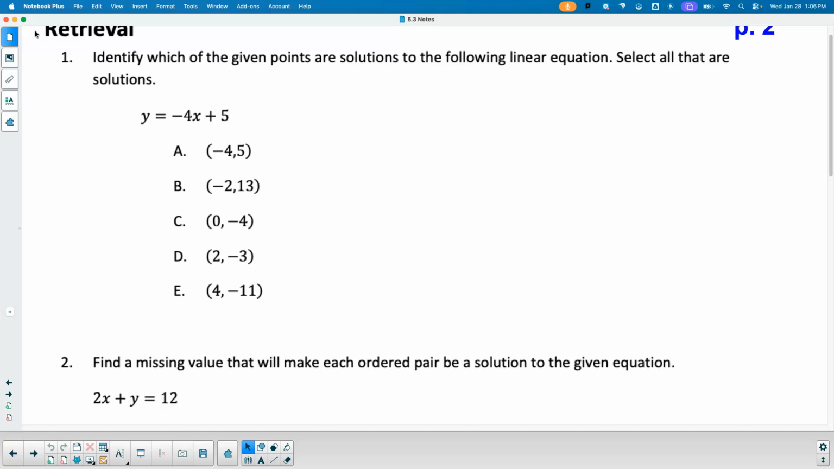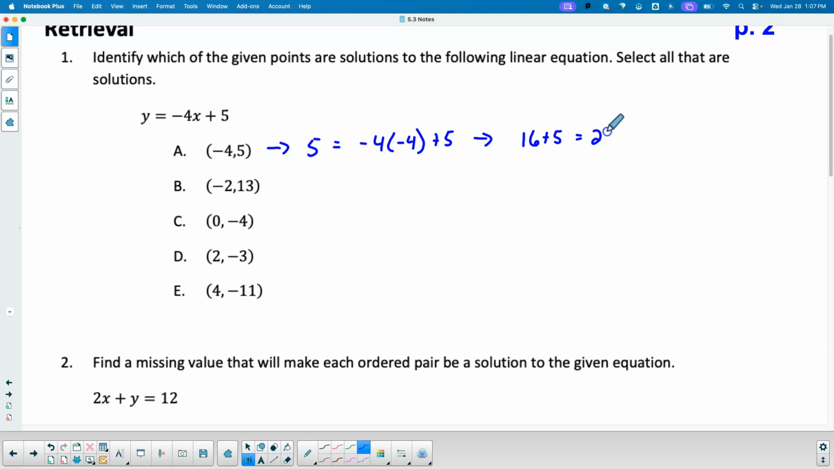In number 1, does A work? Is it a solution? No? How come? This would be 5 equals -4 times -4 plus 5, right? So that's going to be positive 16 plus 5, which is 21, and is 21 equal to 5? No, so that doesn't work. So that one is a no-go.